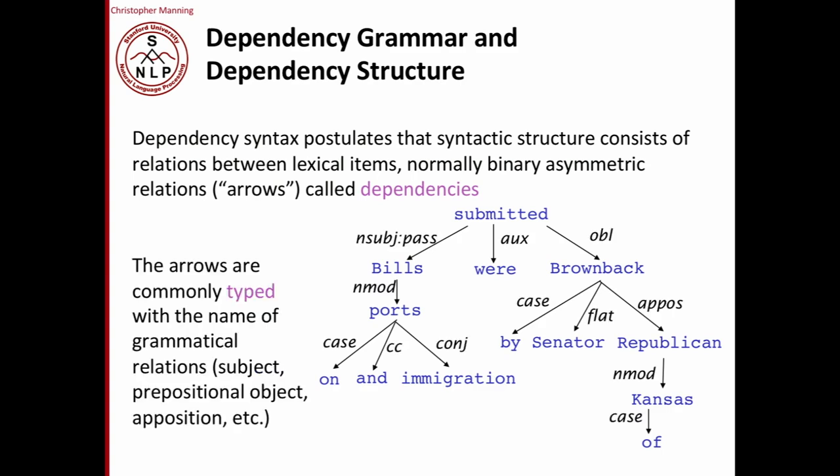Okay, so in addition to the arrows, commonly what we do is we put a type on each arrow which says what grammatical relation is holding between them. So is this the subject of the sentence? Is it the object of the verb? Is it a conjunct, and things like that? We have a system of dependency labels. So for the assignment, what we're going to do is use universal dependencies, which I'll show you a little bit more of in a minute.